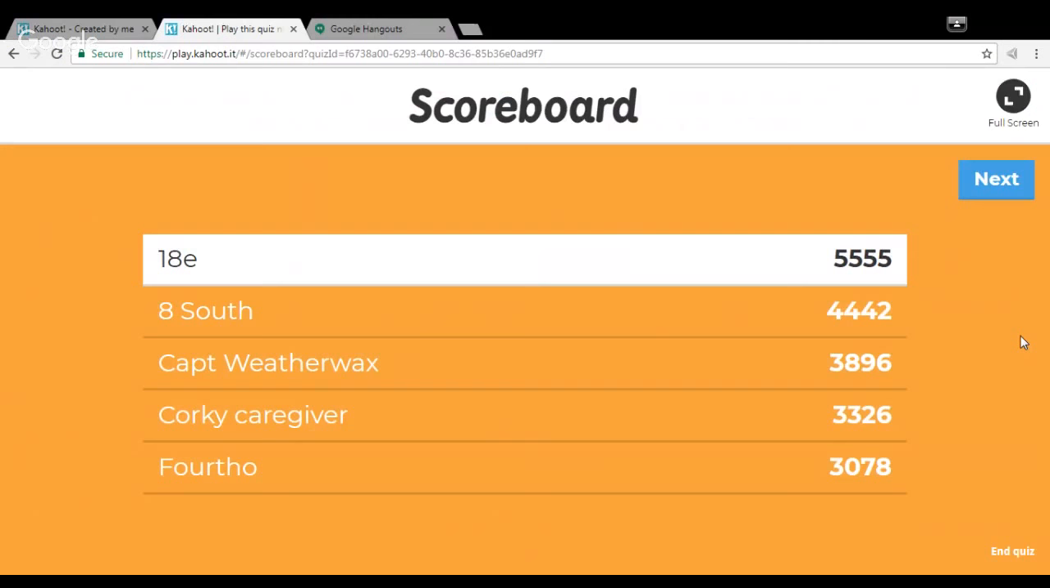All right, who got that one right? Cardiac, 18 East, in the lead. 8 South, right underneath. Captain Weatherwax, again in the 3rd. Corky Caregiver coming in 4th. Ortho dropping to 5th. That'd make you 5th row, I think.